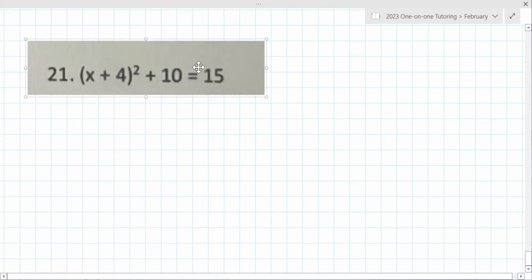All right, so go ahead and try this one on your own, please. Hopefully, based on the examples we've done, it's pretty straightforward.